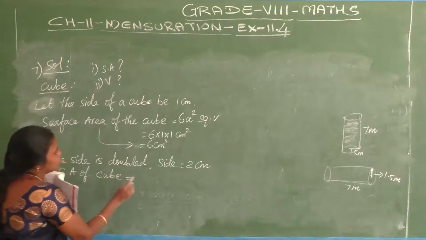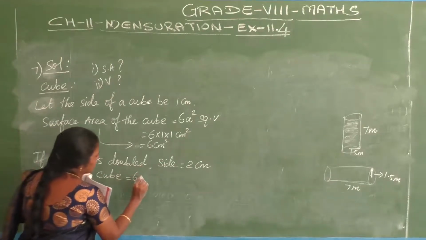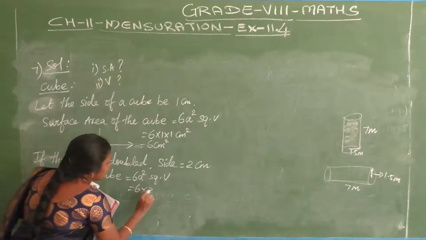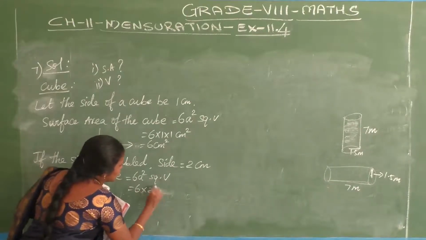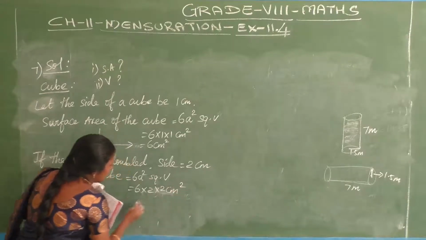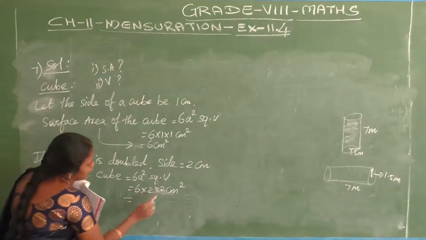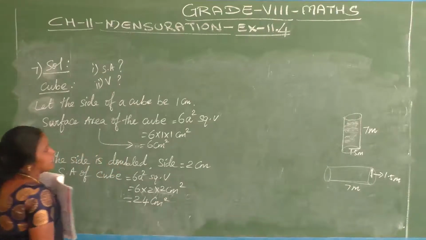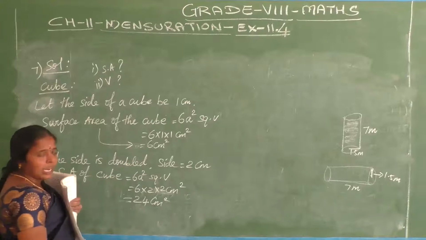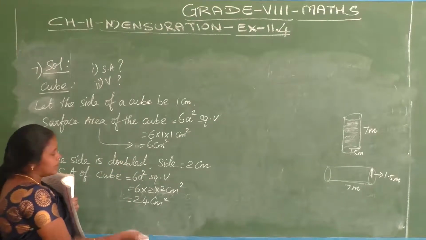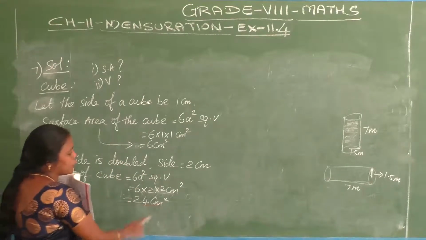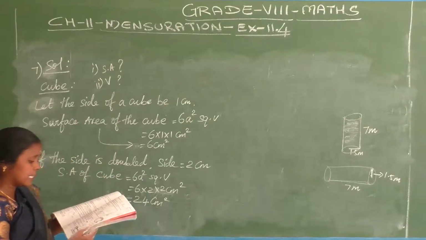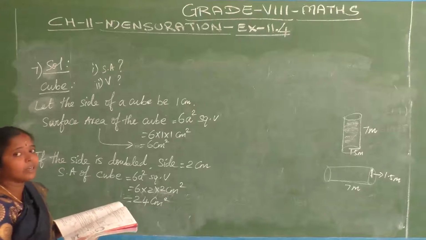Surface area of the cube is 6a square, no? So 6 into 2 centimeter into 2 centimeter. 6 2s are 12, 12 2s are 24 centimeter square. The beginning level was 6 centimeter square. After doubling, its surface area is 24 centimeter square. Now they are asking how many times will its surface area increase after doubling?